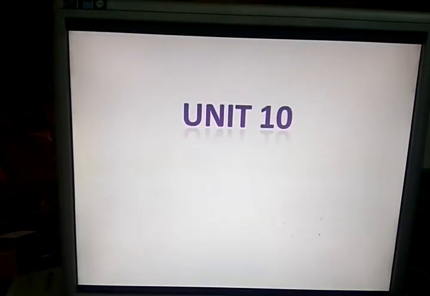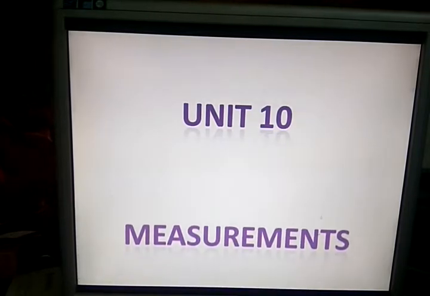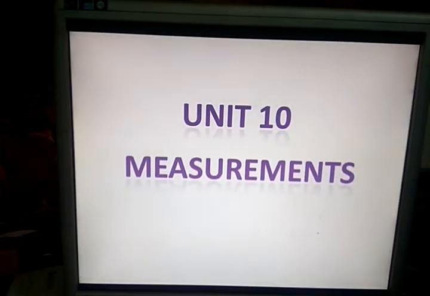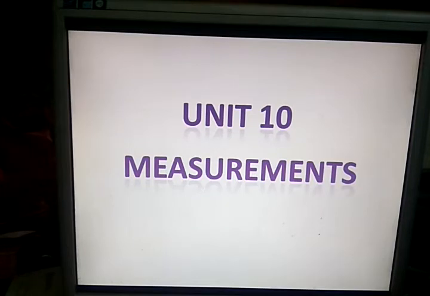Today we will begin our unit number 10, measurements. Repeat the spelling: MEASUREMENTS, measurements. Measurement means to compare. Measurement means compared to a fixed standard value. To measure something is to give a number to the things.